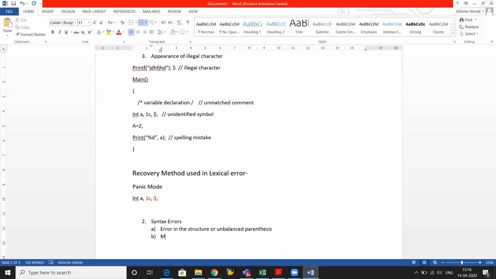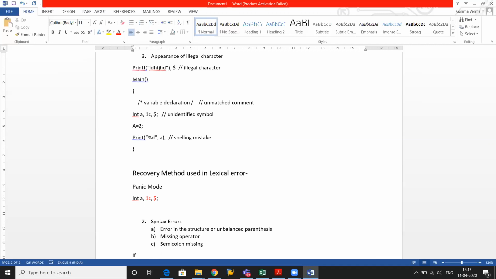Okay, now the next type of error you can get as a syntax error is missing operator. You have written the expression and you forgot to apply the operator between two operands. So this is also one type of syntax error, right? Semicolon missing is also one of the types of syntax error. So these types of errors you will find as syntax errors.